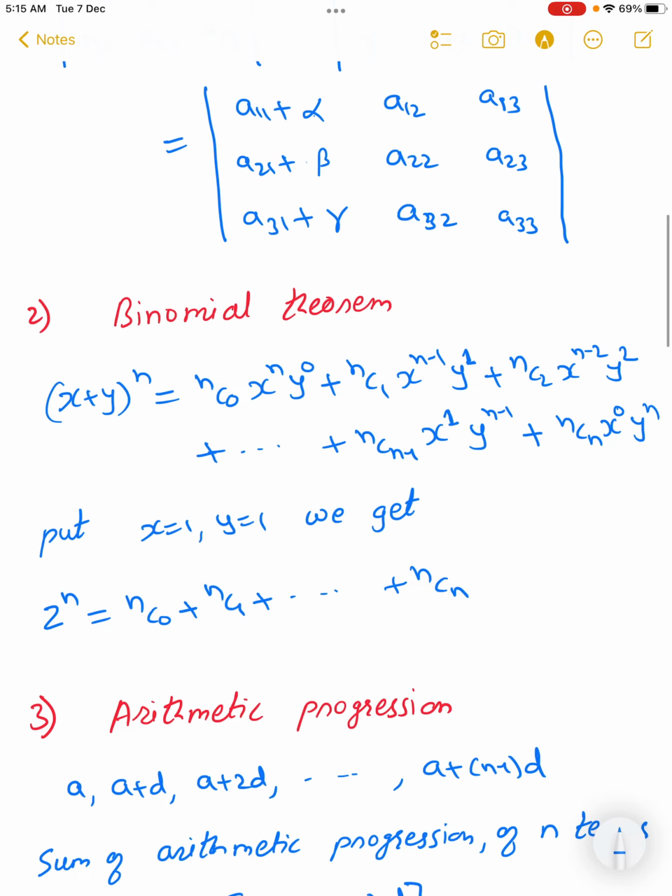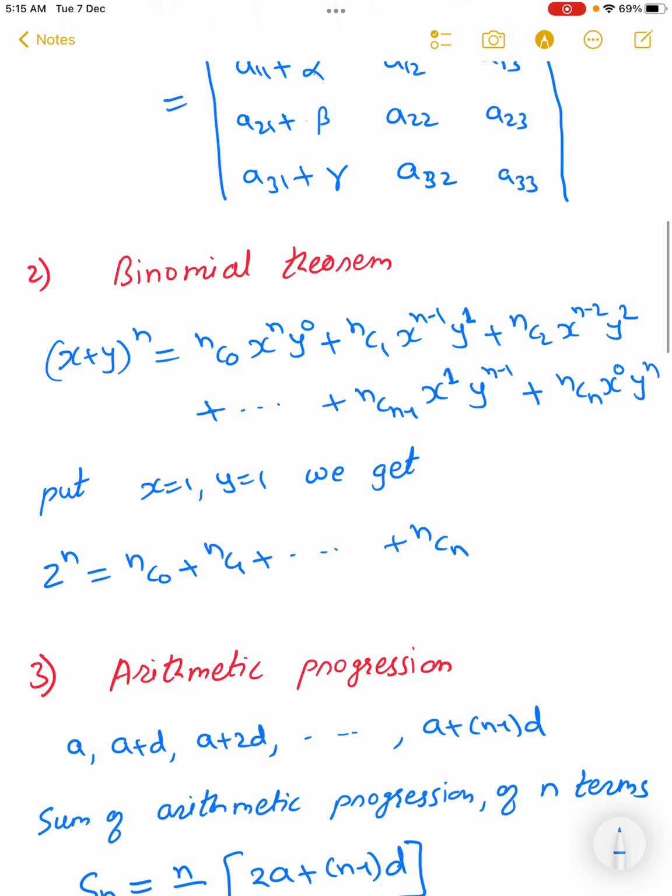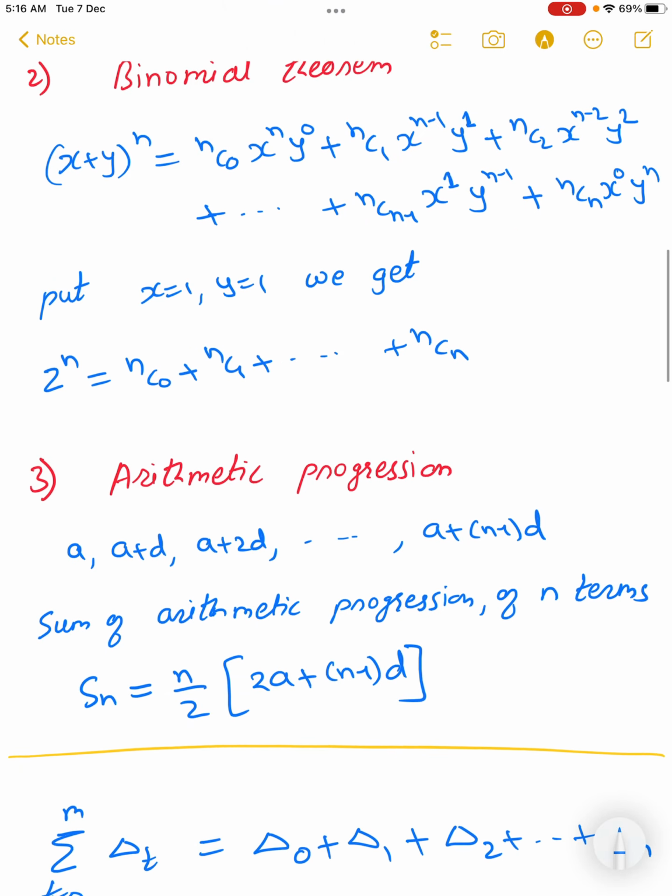Also we require the binomial theorem. We already know the binomial theorem, and if you put x equal to 1 and y equal to 1, we get the identity 2 raised to n equals nC0 plus nC1 plus up to nCn.